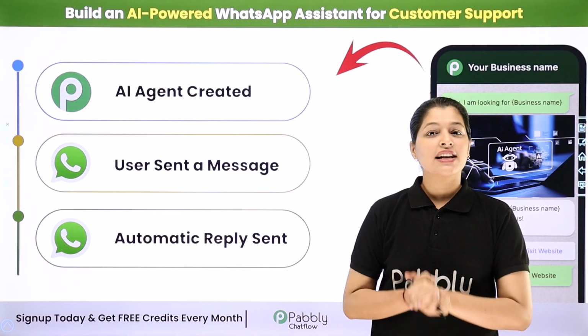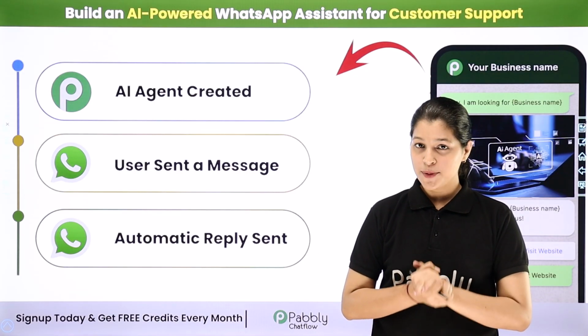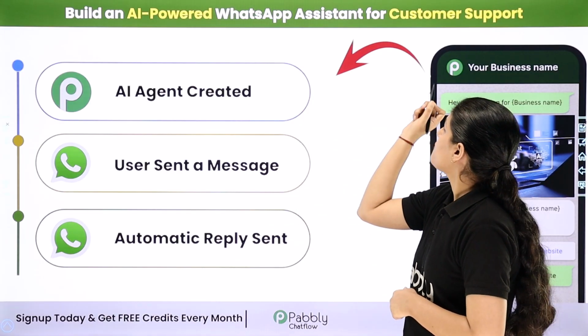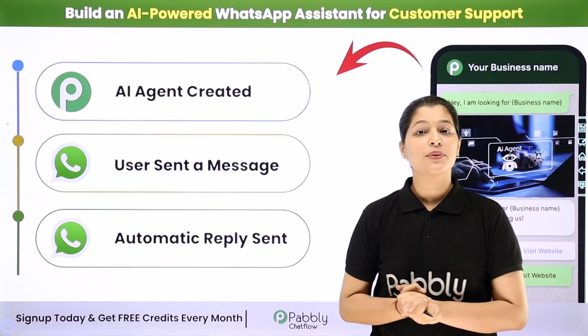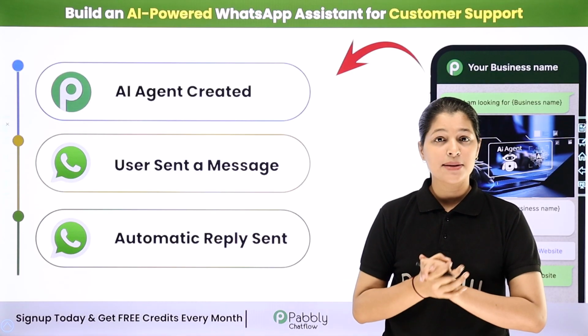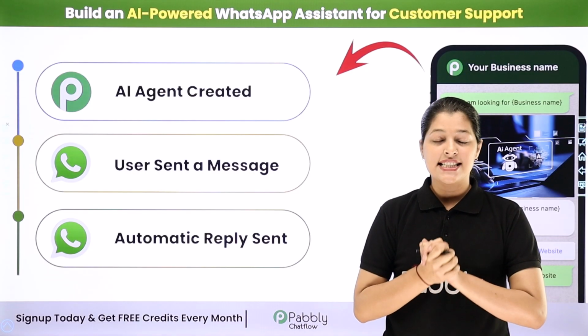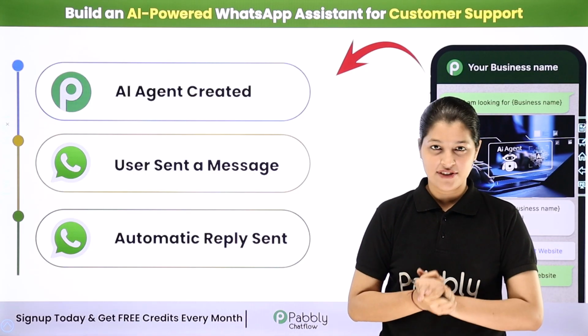So hello everyone, welcome to Pabbly, and in this video I'm going to show you how you can build an AI-powered WhatsApp assistant for customer support. And we are going to build this AI assistant by using Pabbly Chatflow, which will help you to respond to your customer queries instantly without any manual efforts.